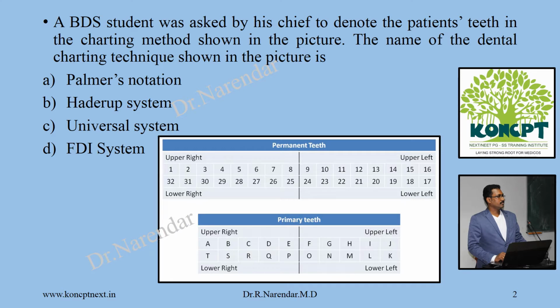Coming to the picture, you can see the charting starts from the upper right and goes on in a clockwise direction and ending in the lower right, starts from 1 to 32. This is for the permanent teeth. For temporary teeth or the primary teeth or deciduous teeth, it has been denoted in alphabets, starting from A in the right upper quadrant, goes in a clockwise direction and ending at alphabet T. Before going into the question, we have to know about the anatomy and the different charting techniques.